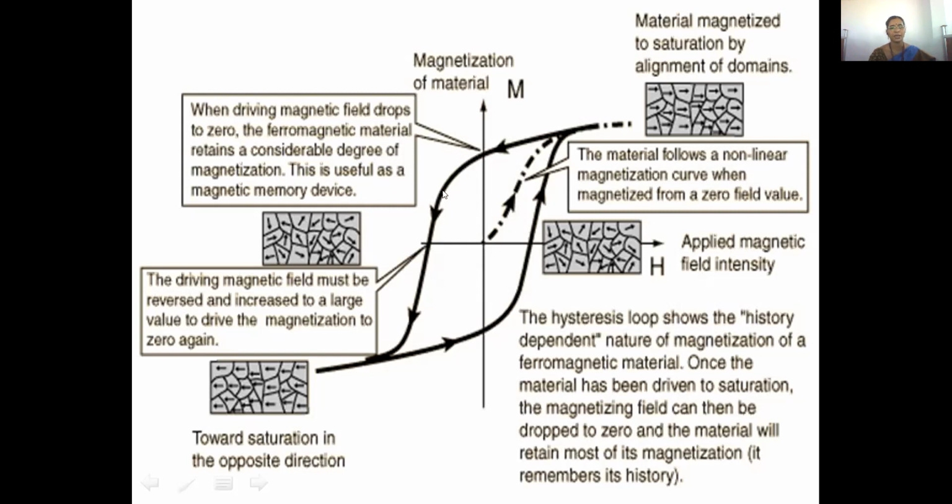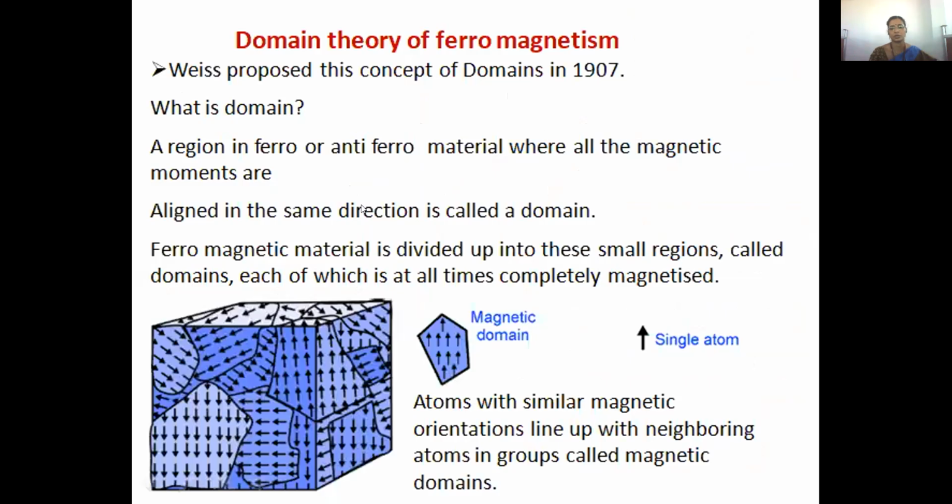Here again, we are applying the field in the negative direction. The driving magnetic field must be reversed and increased to a large value to drive the magnetization to zero again. The same process I explained now is written here in full description.